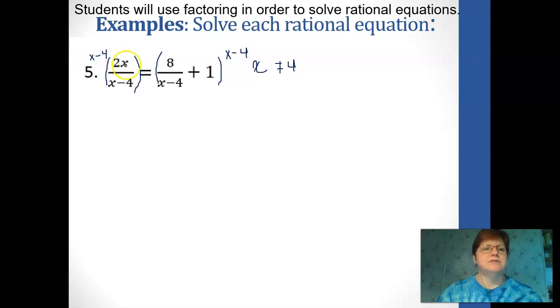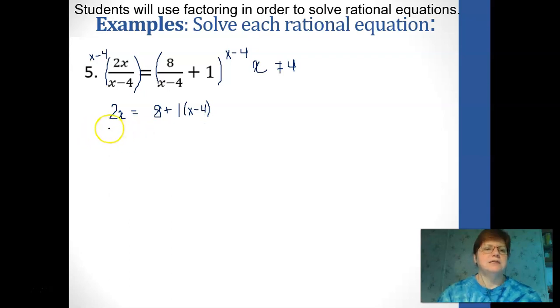So our x minus 4 times 2x divided by x minus 4 is going to give us 2x equals 8 times x minus 4 divided by x minus 4 is going to give us 8 plus, there's no denominator here, so we're just going to have 1, because Billy likes to write the ones, x minus 4.